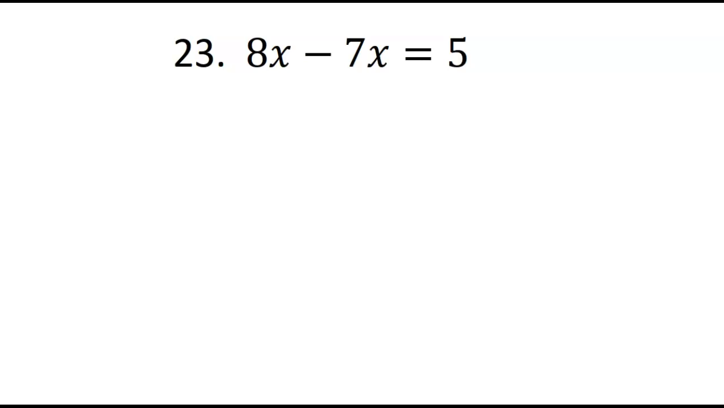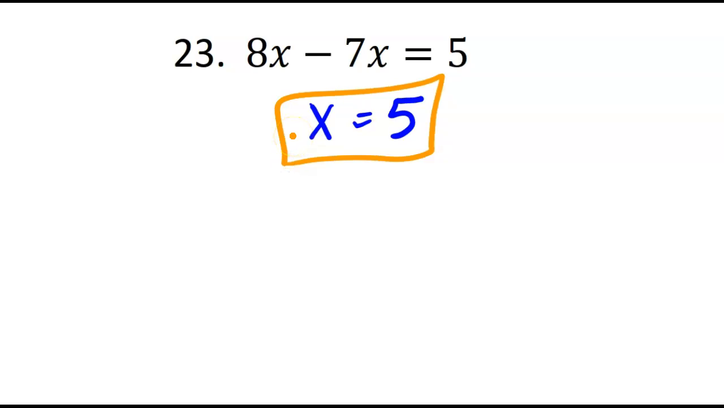So if we start with this one, 8x minus 7x should be fairly straightforward. So I can combine those. They are like terms into x and then equals 5. So that's all I need to do there. X equals 5 and I am finished.